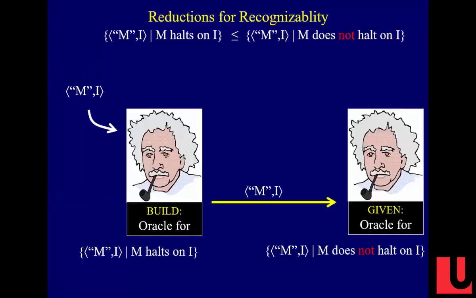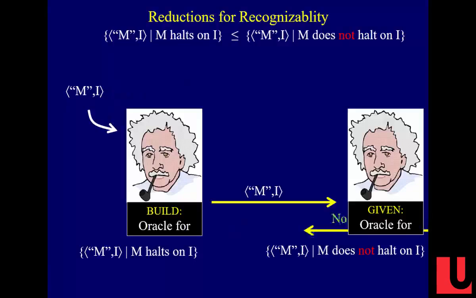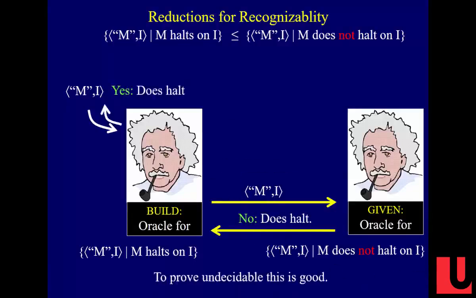Right? And what does the oracle do? It says, yes, it doesn't halt. Or it says, no, it does halt. Right? And what do we do? We just flip the answers. Right? We flip yes and no answers. And that's it. We flip yes and no's. To prove it's undecidable, it's okay to flip yes and no answers.